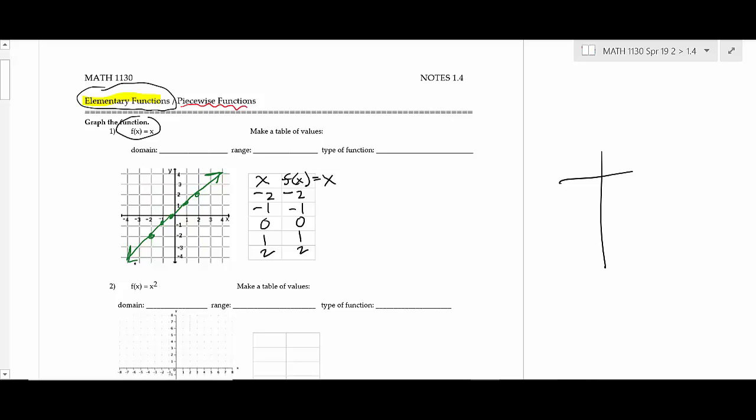What we're going to do is do this over and over again for all these elementary functions. And the domain on here, x can be anything, right? So remember, x can be anything. So we would just say -infinity to infinity. The range, the y can be anything. So there's no limit to that. So you just go -infinity to infinity. And then this is linear.